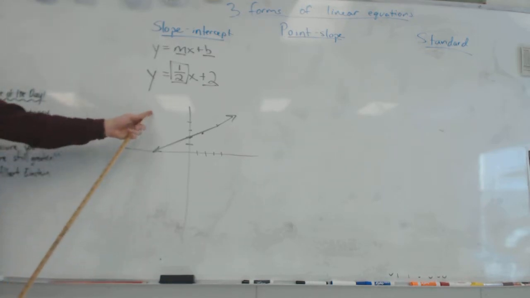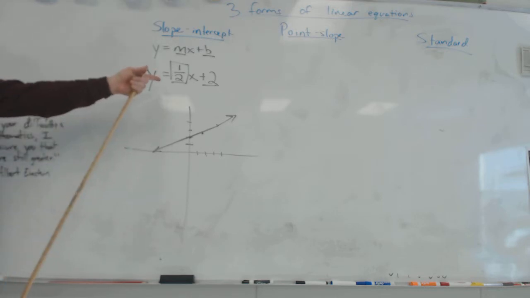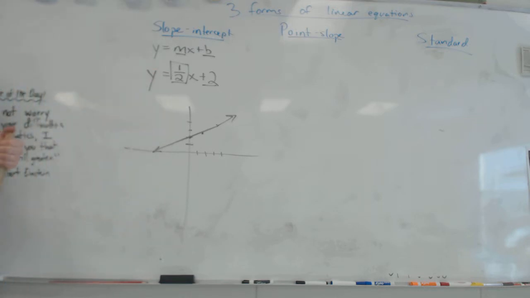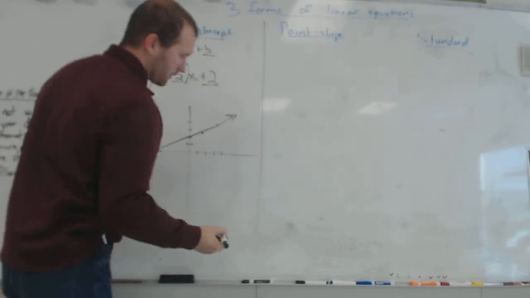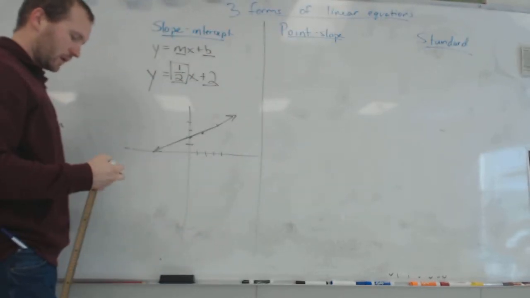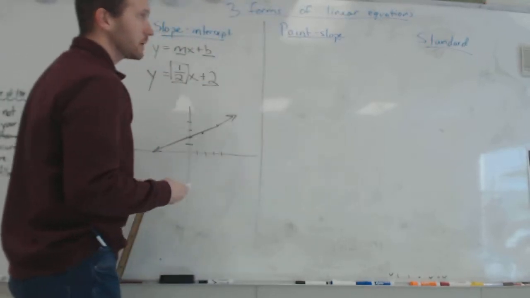Okay, so this is slope-intercept form. That's how you graph it. That should be review for everyone. Now point-slope is going to be review for some of you. It's going to be new for some of you. So I'm going to go over this one a little bit more slowly.